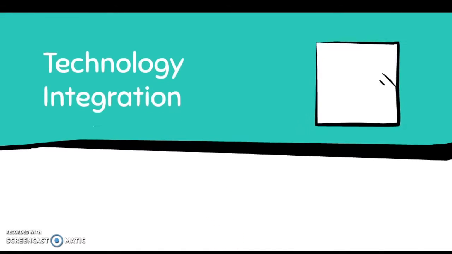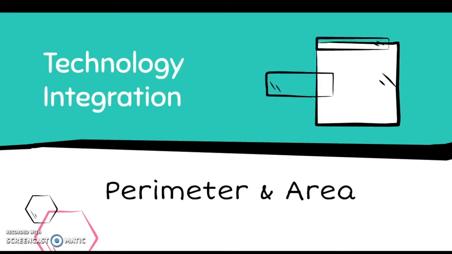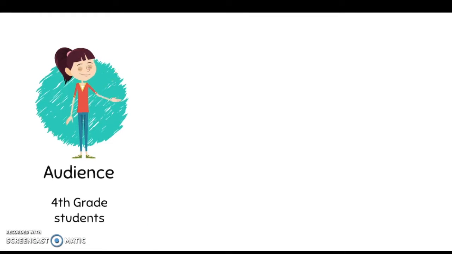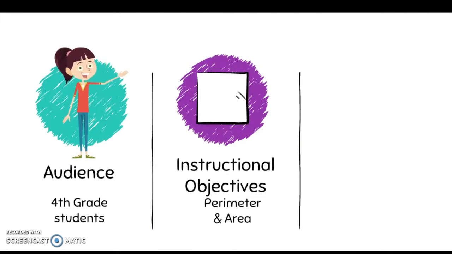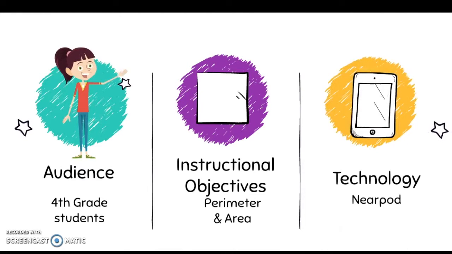I'm going to be working with the concepts of perimeter and area. My audience are the 4th grade students in my class. The objectives are perimeter and area, and the technology I'll use is Nearpod, ThingLinks, and Google Apps.